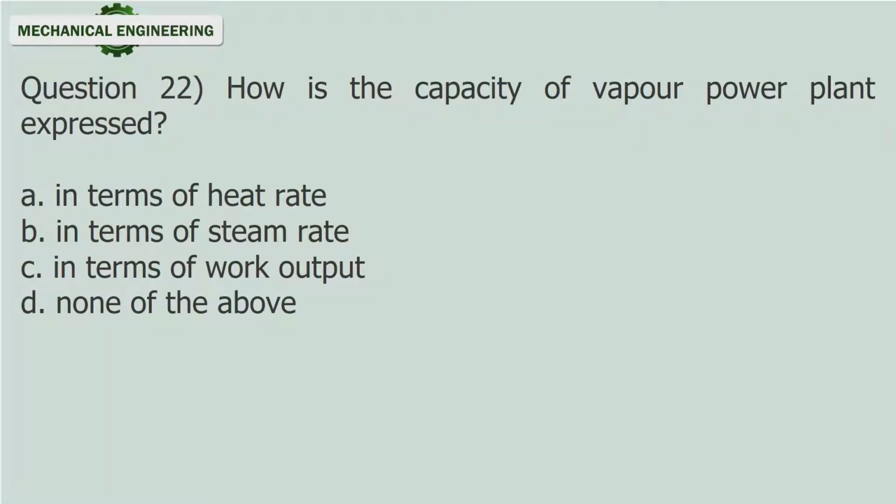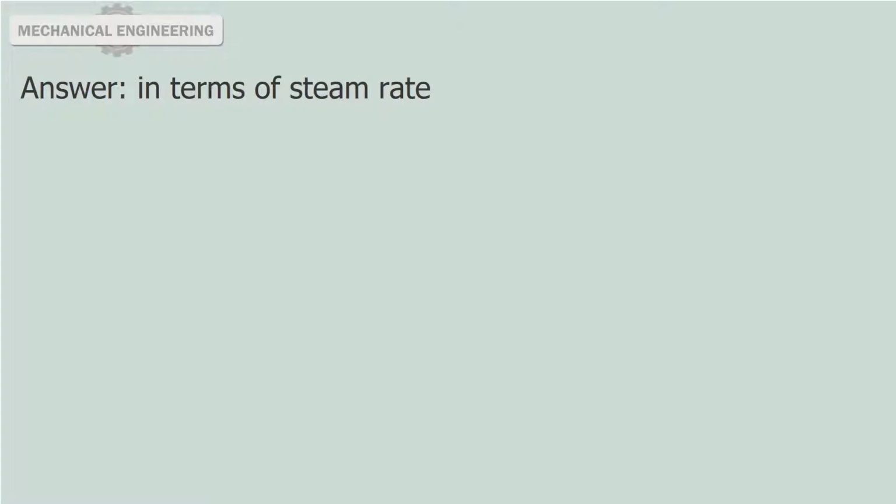Question 22. How is the capacity of vapor power plant expressed? A. In terms of heat rate. B. In terms of steam rate. C. In terms of work output. D. None of the above. Answer: in terms of steam rate.